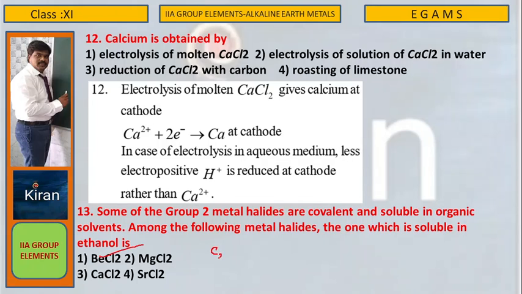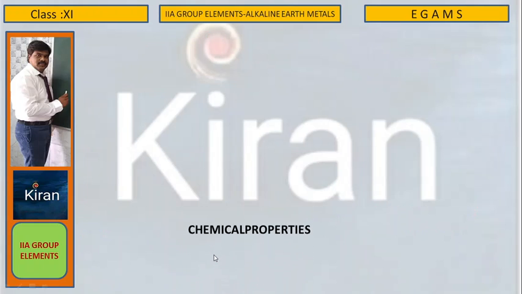Ethanol means ethyl alcohol, C2H5OH. So, non-polar covalent compounds dissolve in non-polar solvents. Polar compounds dissolve in polar solvents. Magnesium chloride is ionic. Polarity is there, hence it dissolves in water. It is not dissolved in alcohol. Next we will see about the chemical properties.